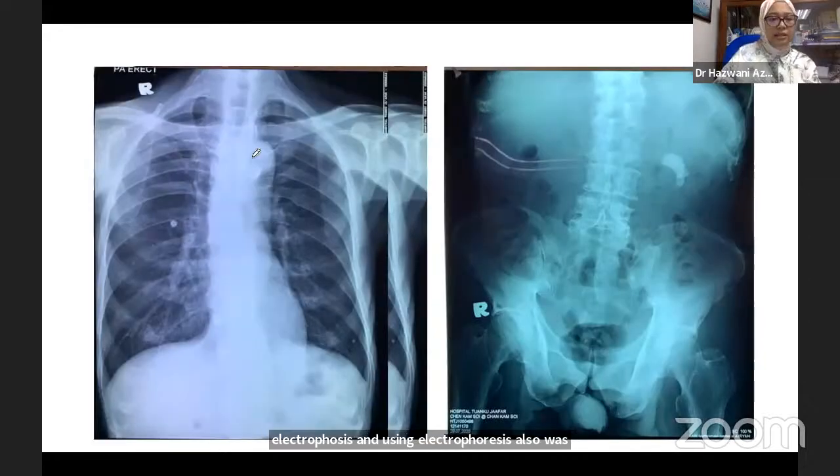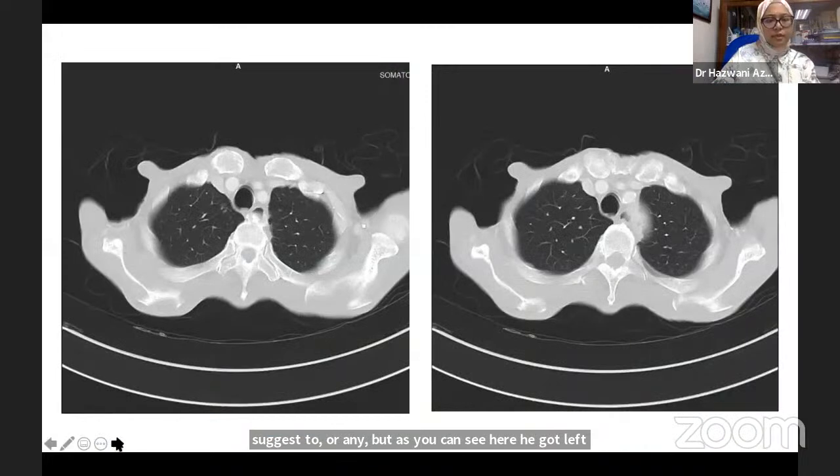So these are the chest X-rays. We didn't see anything to suggest tuberculosis or any granulomatous disease. But as you can see here, he got left staghorn calculi. So we proceeded with the CT TAP.